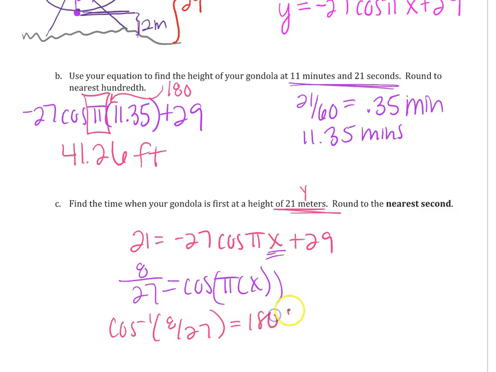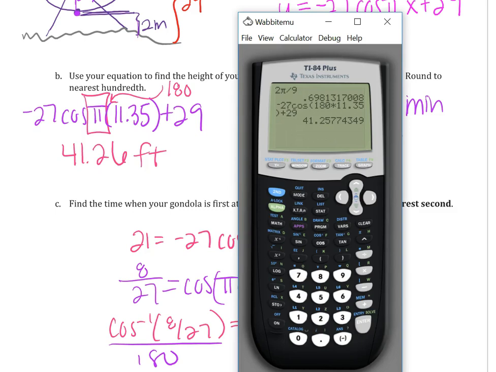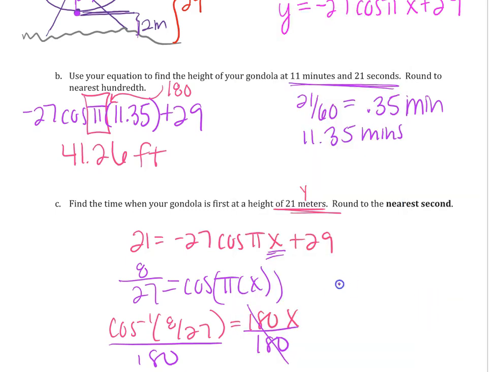I'm going to change pi to 180 again. So to solve for x, we just remember to divide by 180. So now I go to my calculator. Inverse cos of 8 divided by 27. Close the parentheses, divide by 180. And I got 0.40424.